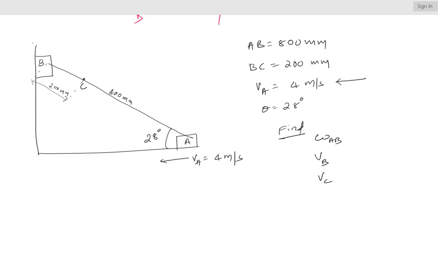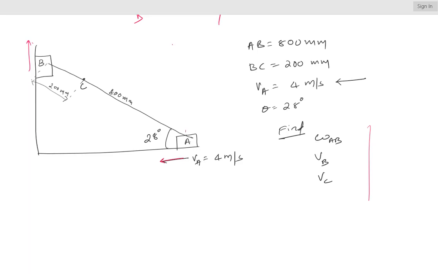Right, so how do we go about finding these things? First of all, we need to find the instantaneous center of rotation. How do we do that? If A is going this way, then B has to ride up, right? Because these two blocks are connected by this rigid rod, so B has to ride up. So this instantaneous center, which is somewhere here, let's find that.